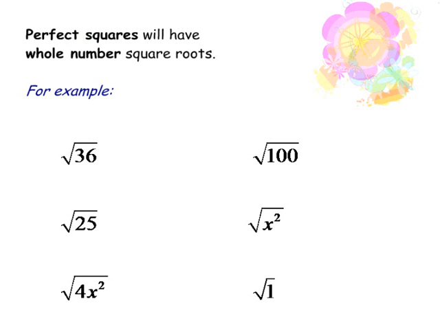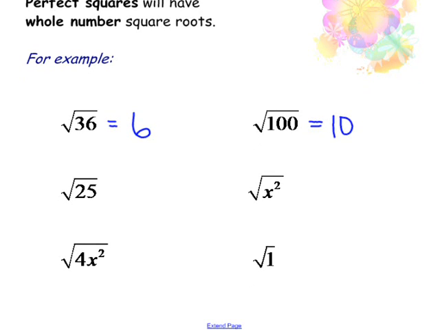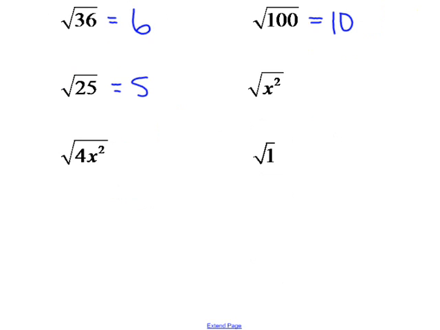Perfect squares will have whole numbers for their square roots. For example, the square root of 36. What times itself gives you 36? 6. So since 6 times 6 is 36, 6 is the square root. If we look at the square root of 100, 10 times 10 is 100, so the square root is 10. The square root of 25 is going to be 5, because 5 times 5 is 25.